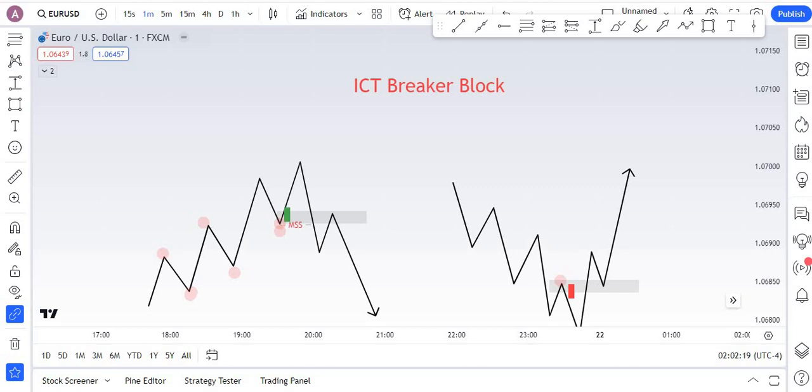In this video you are going to learn about the ICT breaker block strategy. It's a very simple method. Watch this video till the end so you will learn about this setup in a very short time.